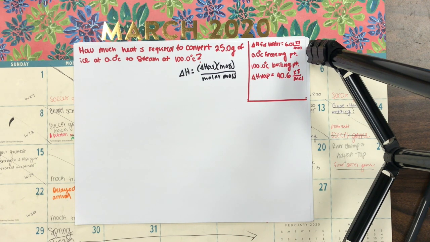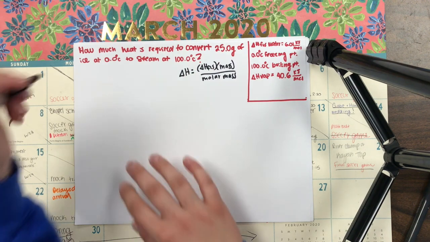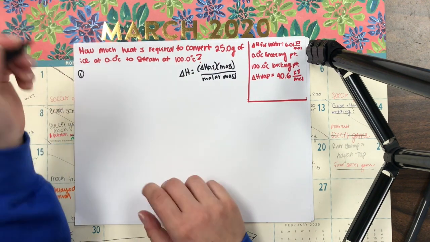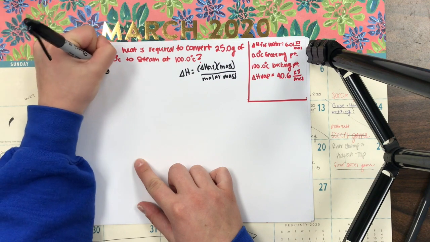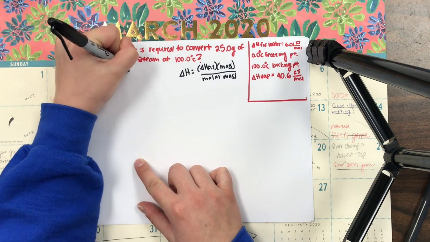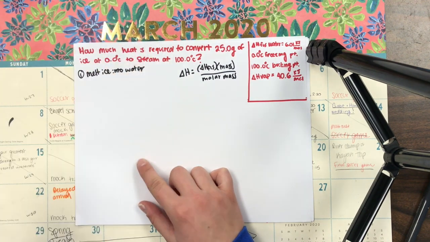The problem says how much heat is required to convert 25 grams of ice at 0 degrees Celsius to steam at 100 degrees Celsius. So that means that the first thing we need to do to solve this problem is going to be to melt the ice into water. So we need to melt the ice into water and apply the right amount of heat to make that happen.